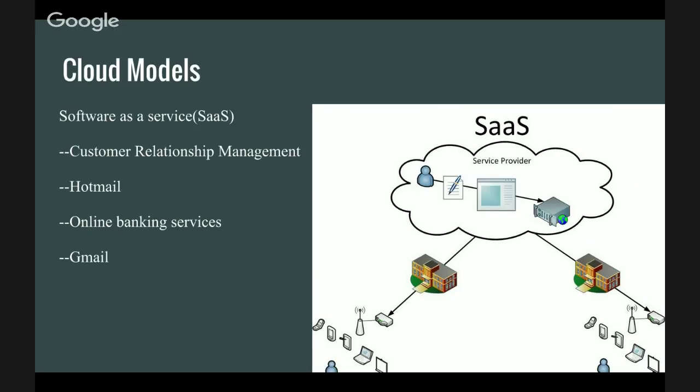And the third is software as a service, which is SaaS. It can help people manage customer relationships, and it can also provide a service for the users. Specific examples are Gmail, and banks can also use this to provide online services.